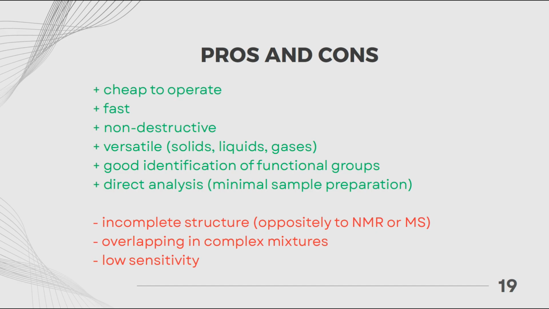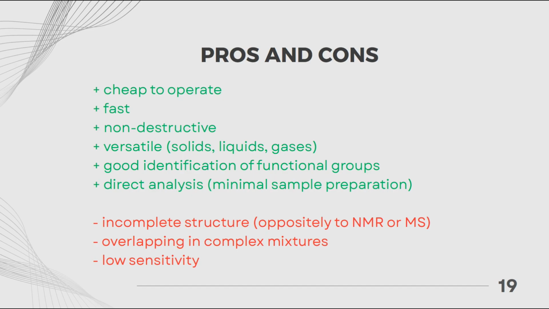The disadvantages are the following. Of course, you get the information about functional groups, but you do not gain the information about the number of functional groups, and of course, you cannot judge the number of carbons. It is the limitation. Oppositely to NMR or MS, that can give you, let us say, not reliable, but more information about the structure.